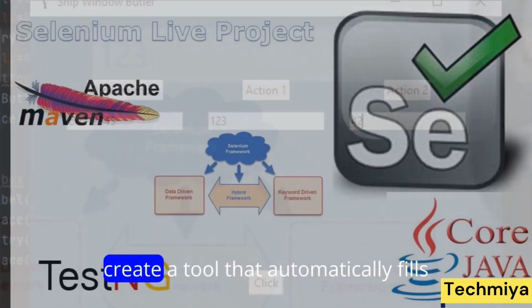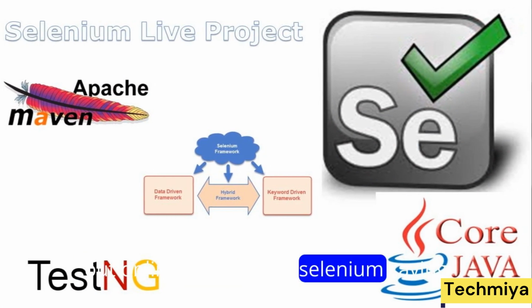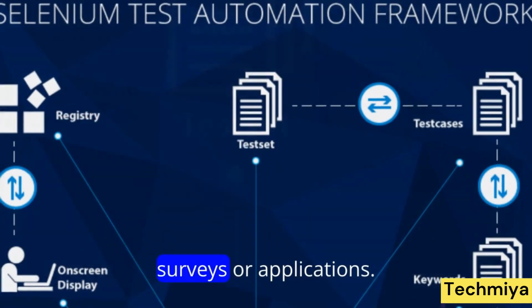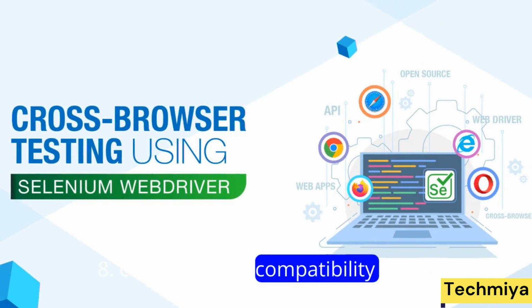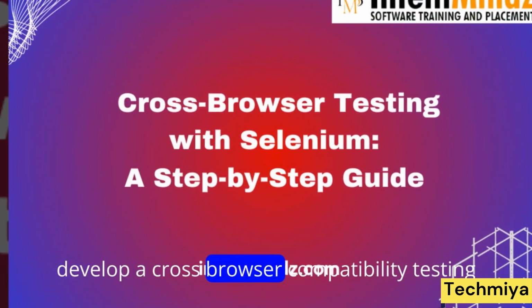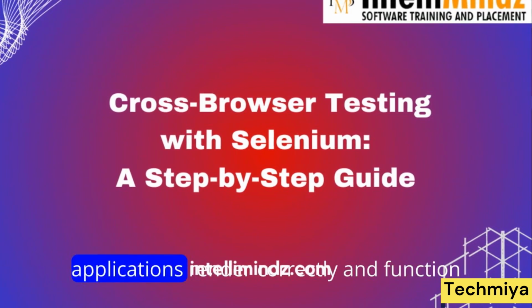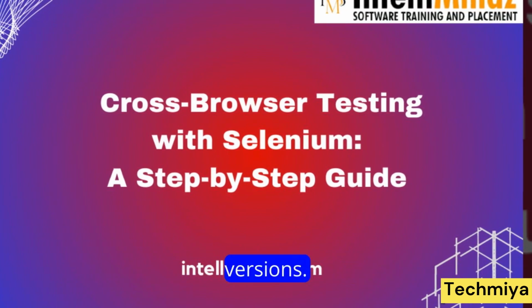7. Automated form filler. Create a tool that automatically fills out online forms using Selenium, saving users time and effort when submitting information for registrations, surveys, or applications. 8. Cross-browser compatibility tester. Develop a cross-browser compatibility testing tool using Selenium to ensure that web applications render correctly and function properly across different web browsers and versions.